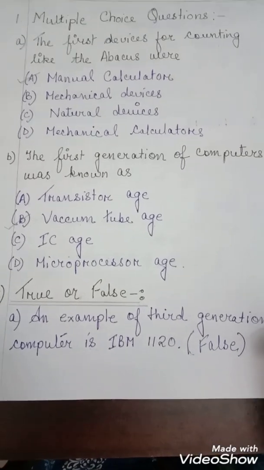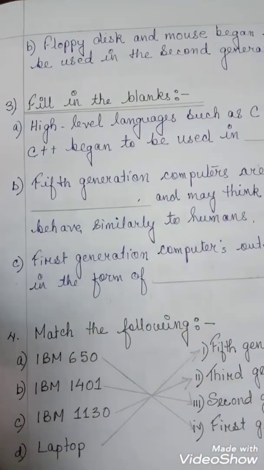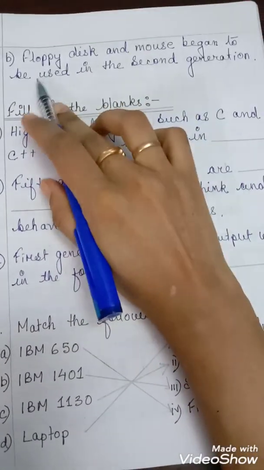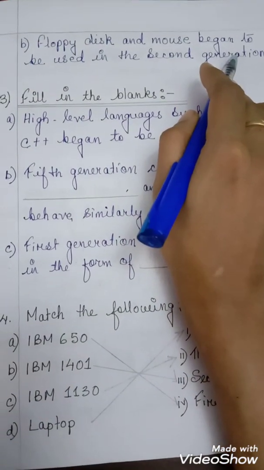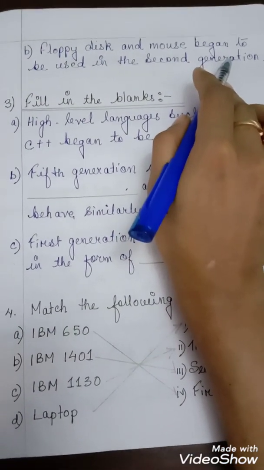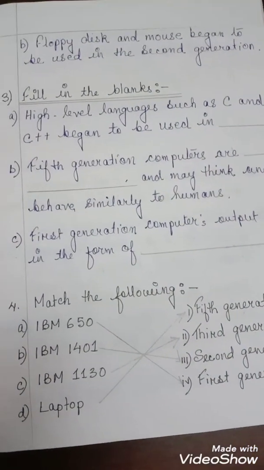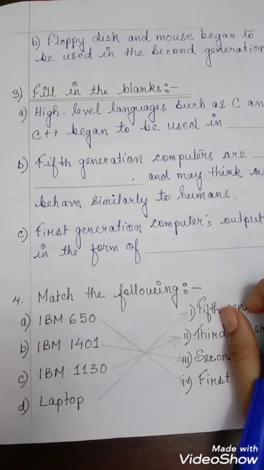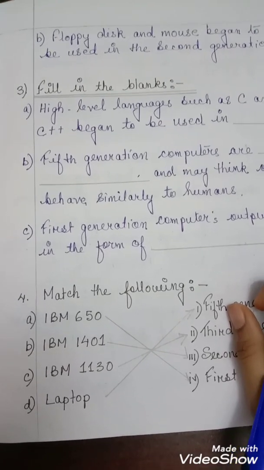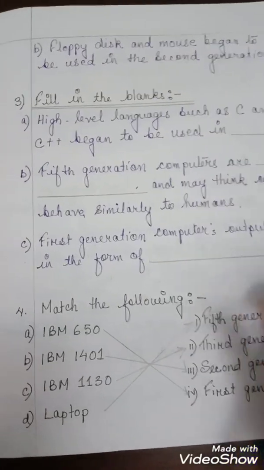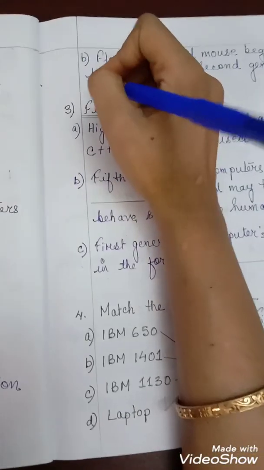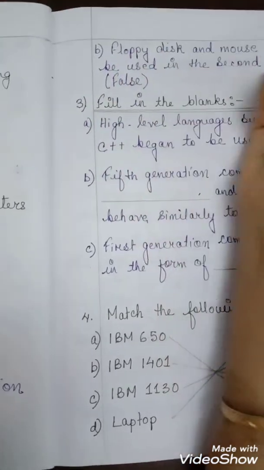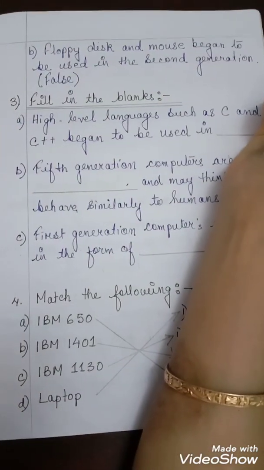Clear? Next, we will do B. Floppy disk and mouse began to be used in the second generation. Tell me, children, is it correct? No, it is wrong. It is false. Floppy disks and mouse began to be used in the fourth generation. So this answer is also false. The answer to number B is false.